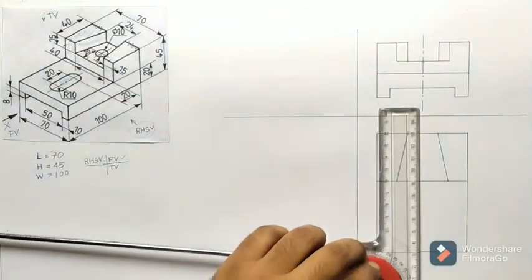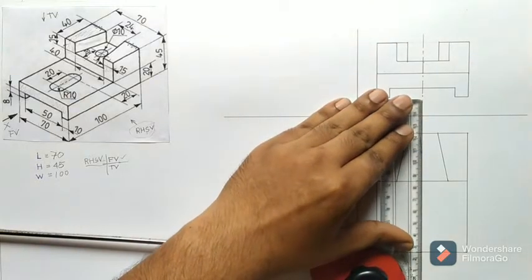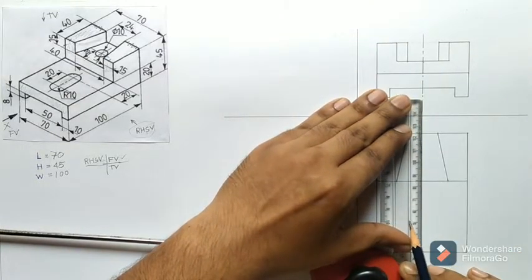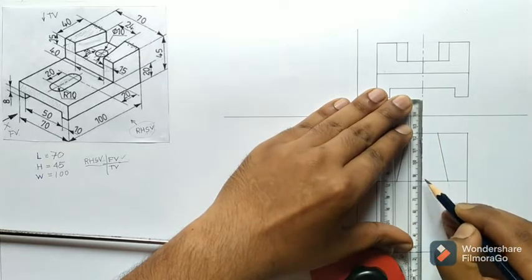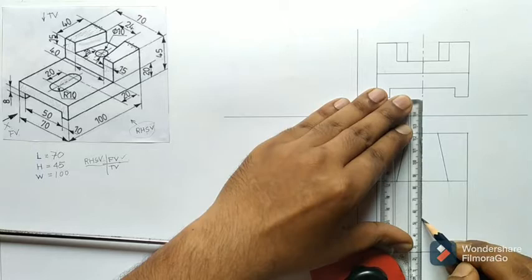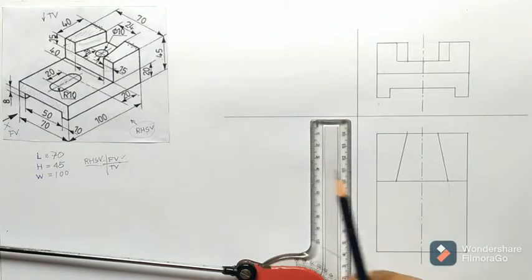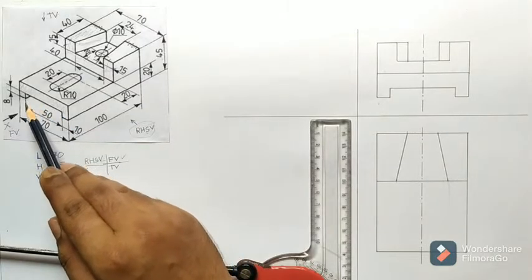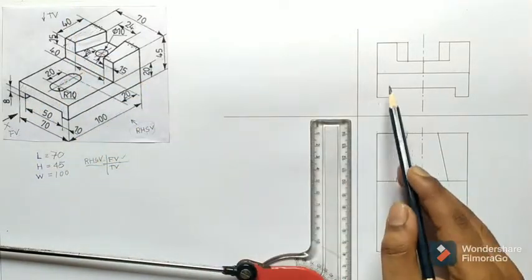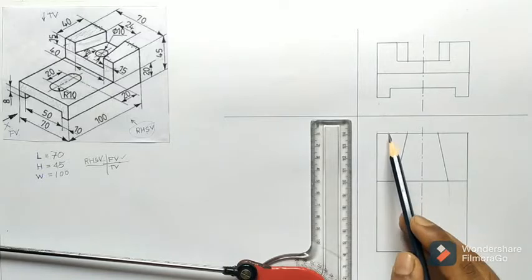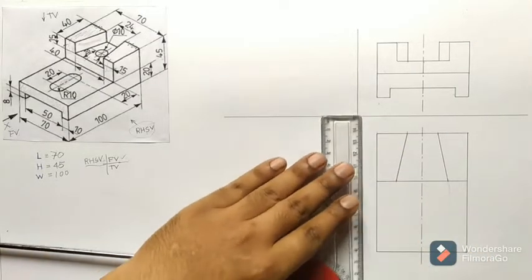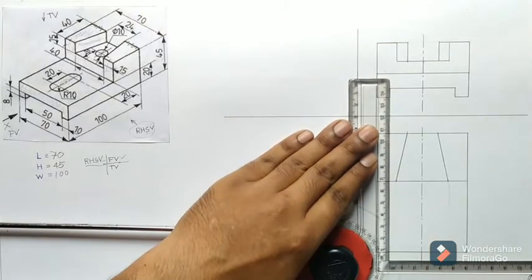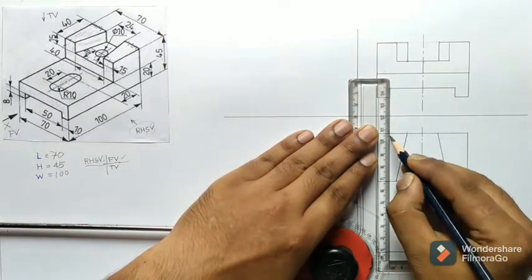Okay. Now I will extend this dotted line in this way. Now you are not able to see this slot from the top view, so this slot will appear throughout the component with a dotted line. So throughout the component, dotted line.